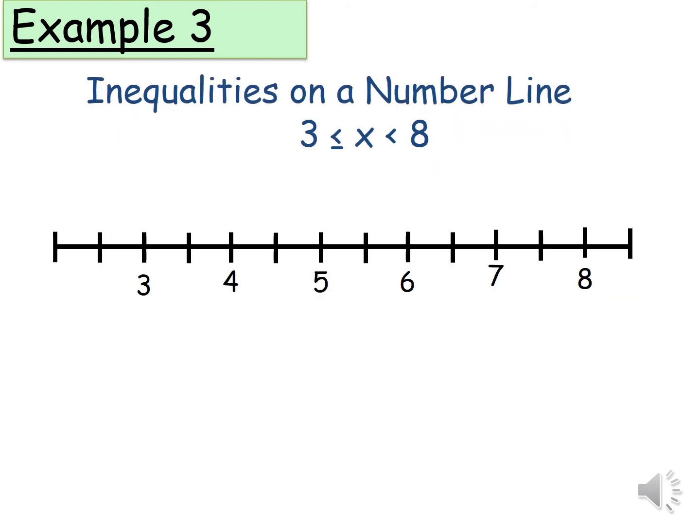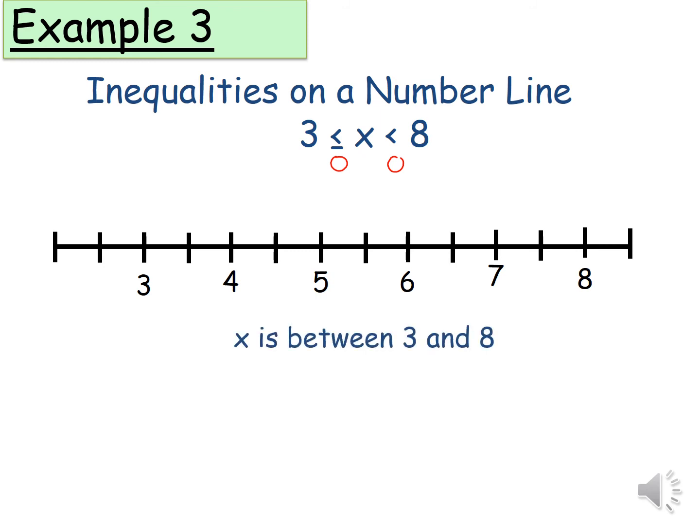Okay, now this time we have got two inequalities involved. We've got 3 is less than or equal to x, and x is less than 8. So what does that tell us? It means that the value of x is between 3 and 8, but it can be equal to 3 as well. Now, because we've got 2 inequalities, we are going to have 2 circles on our number line. We need to decide whether the circles are going to be full or not.